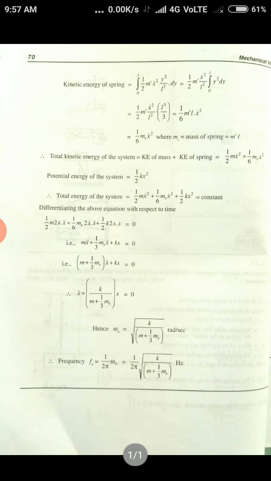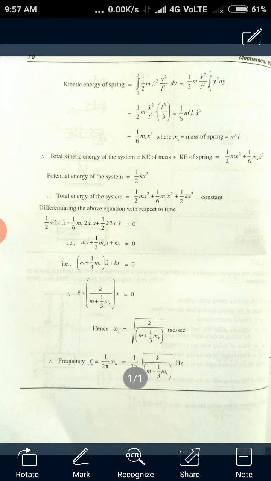Now differentiate the above equation on both sides with respect to time. So what you're going to get here? 1 by 2 m, x dot square becomes 2x dot. X dot is a velocity. When you differentiate velocity, what you're going to get? Acceleration. That's why x double dot, plus 1 by 6 ms 2x dot into again velocity differentiation, acceleration x double dot, plus 1 by 2 k 2x, differentiation of displacement with respect to time is a velocity. So that's why 2x into x dot equal to 0.